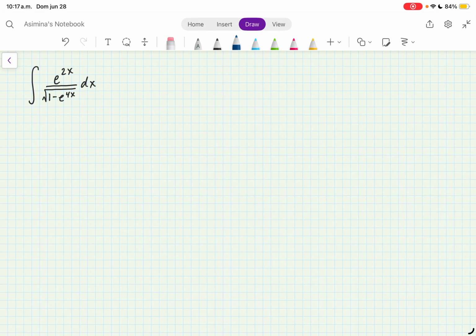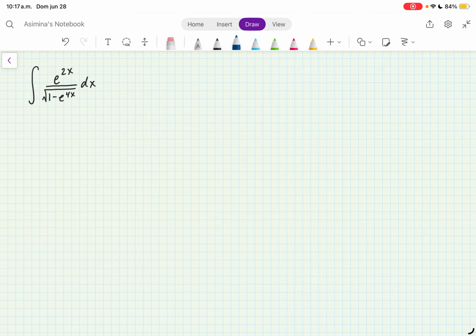In this video, we're going to solve the integral of e to the 2x all over the square root of 1 minus e to the 4x dx. So just by looking at this, it's not immediately obvious what the answer is. So we're going to need to do either some u-substitution or some integration by parts.